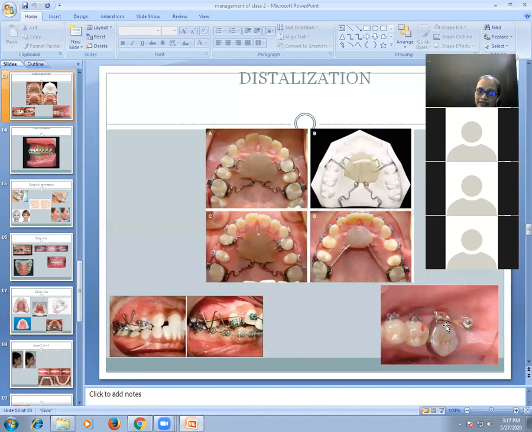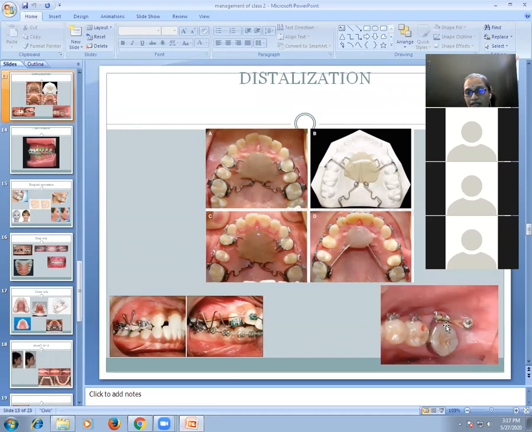Then, if the patient exhibits that there is not much need of extraction, we can think of distalization. What is distalization? When you want to correct the molar relation, either you will have to protract the lower molar or distalize the upper molar to correct the class 2 into class 1. So when there is a minimum need of space, you can go for distalization in the upper arch.